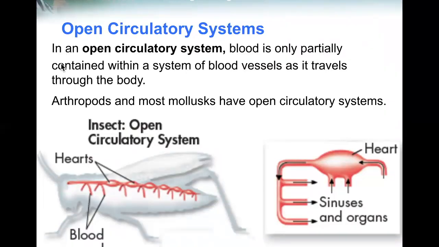In an open circulatory system, blood is only partially contained within a system of blood vessels as it travels throughout the body. Arthropods and most mollusks have open circulatory systems. So the heart is here. There's more than one heart pumping, and the blood vessels are here. The heart pumps through here and it releases back into the system and back into one of the hearts. So each of these are small hearts for circulating the inner fluid.